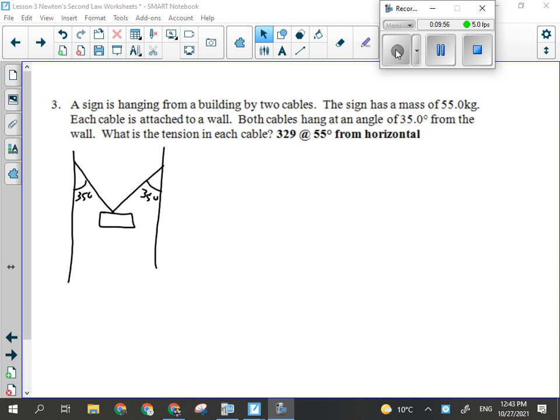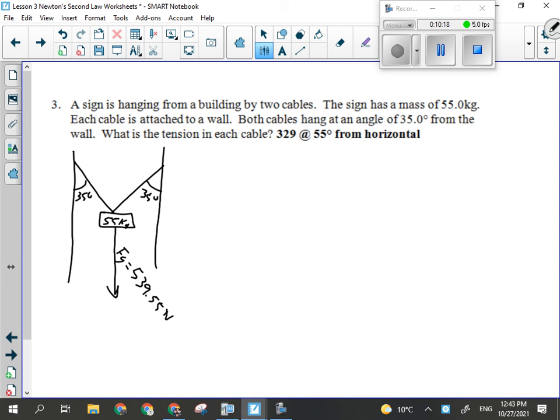Okay, I'm gonna add a little more to this. I'm just walking around, I'm seeing most people are kind of stuck at a certain point, and they're stuck at this point, okay? They know that this is 55 kilograms, and they've calculated that there's a force of gravity acting on the sign that's 539.55 newtons, which is true, absolutely.